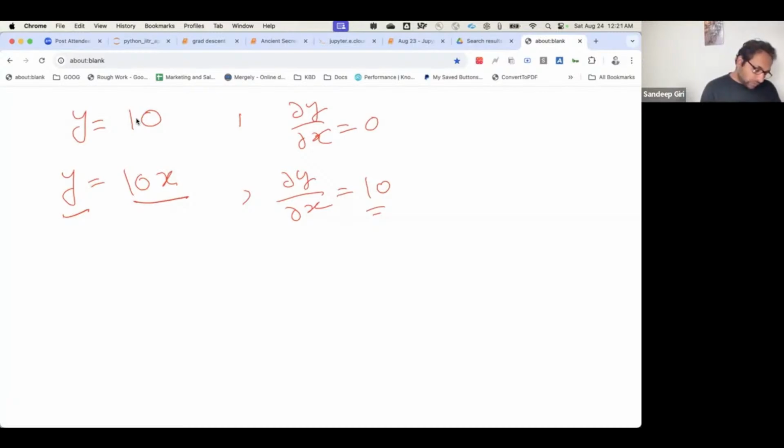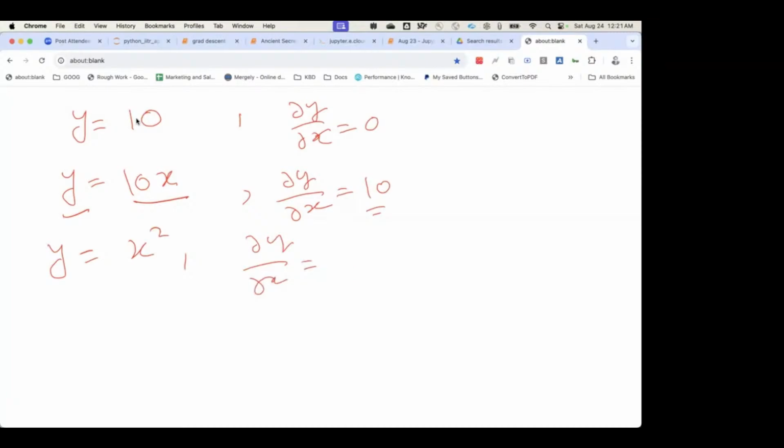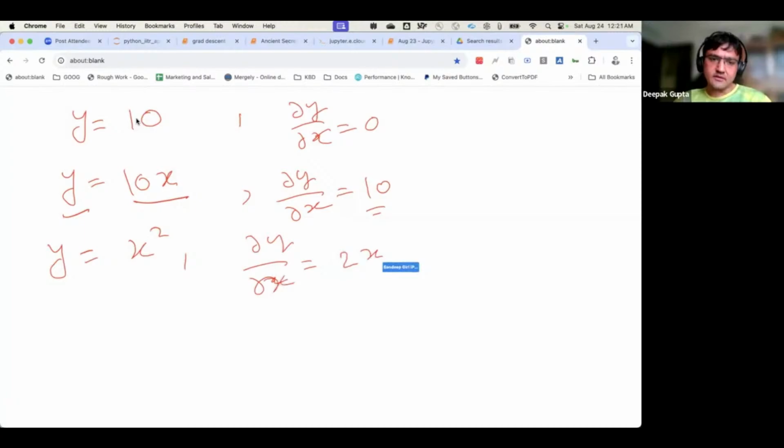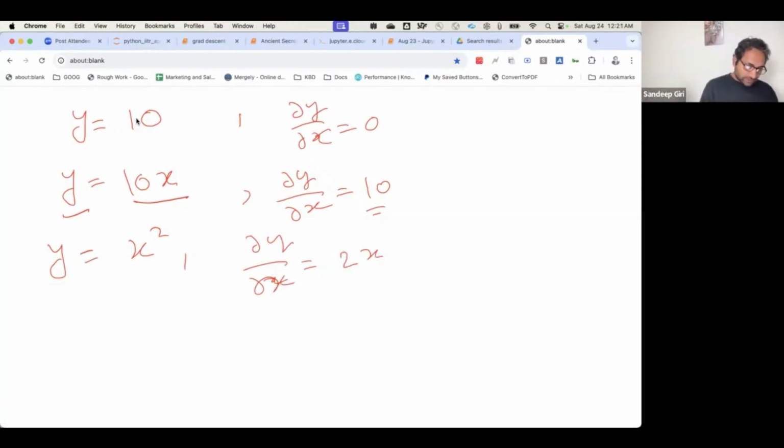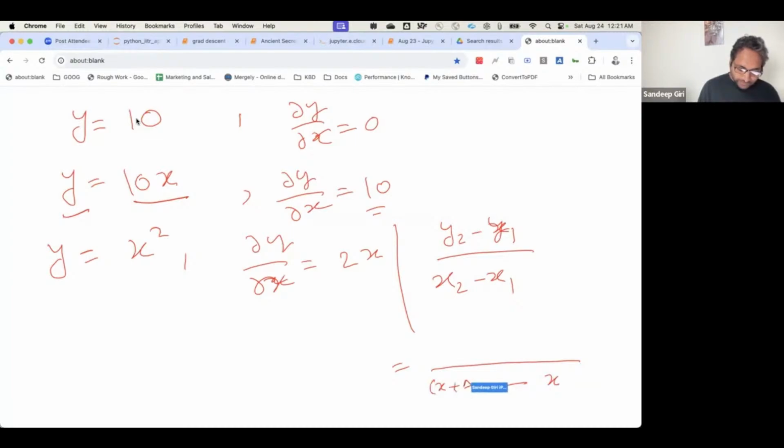Now if y is equal to x square, how much is dy by dx? 2x. Let's try to derive it. What we have to do is y2 minus y1 divided by x2 minus x1, correct? Let's say initially it was x, and finally it became x plus delta x.